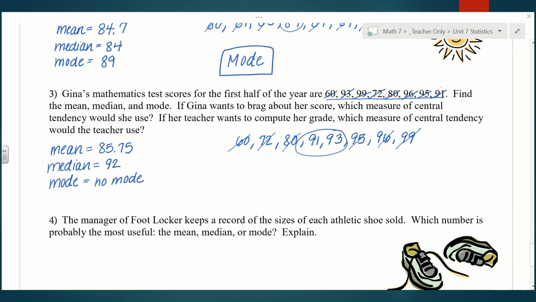Let's talk. If Gina has the choice to brag about her score using either the mean or the median, we obviously wouldn't use the mode, she's going to choose the median, right, because that gives her a 92 versus an 85.75. So we're going to say Gina would use the median to brag about her score.